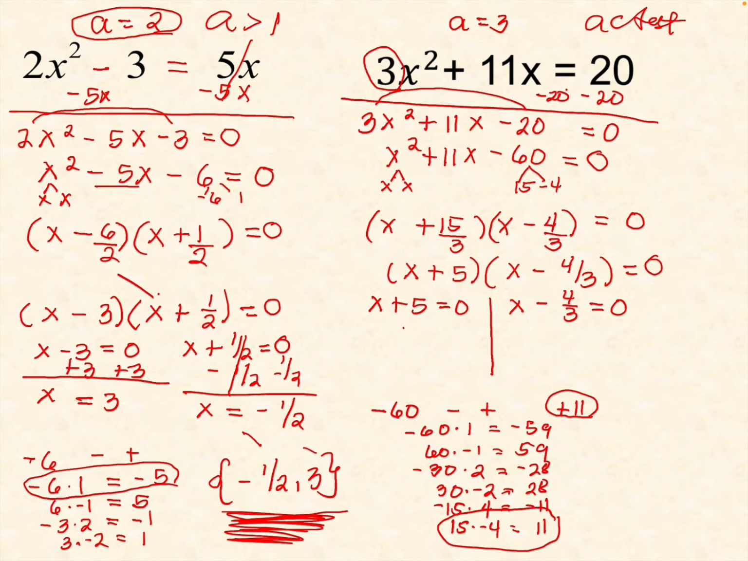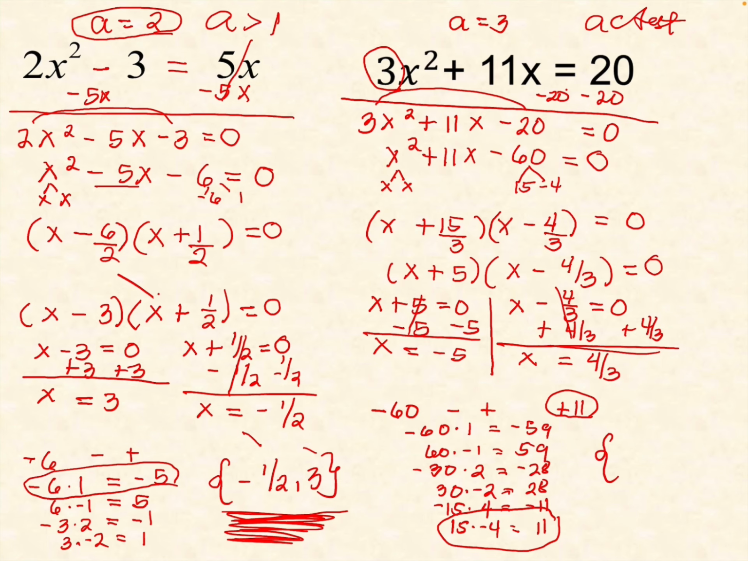So get the opposite of 5, that is negative 5. X now is equal to negative 5. So the opposite of negative 4/3, that is positive 4/3. X now, that will be 0, is equal to 4 over 3. So the solution of the given quadratic equation is negative 5 and then 4 over 3.